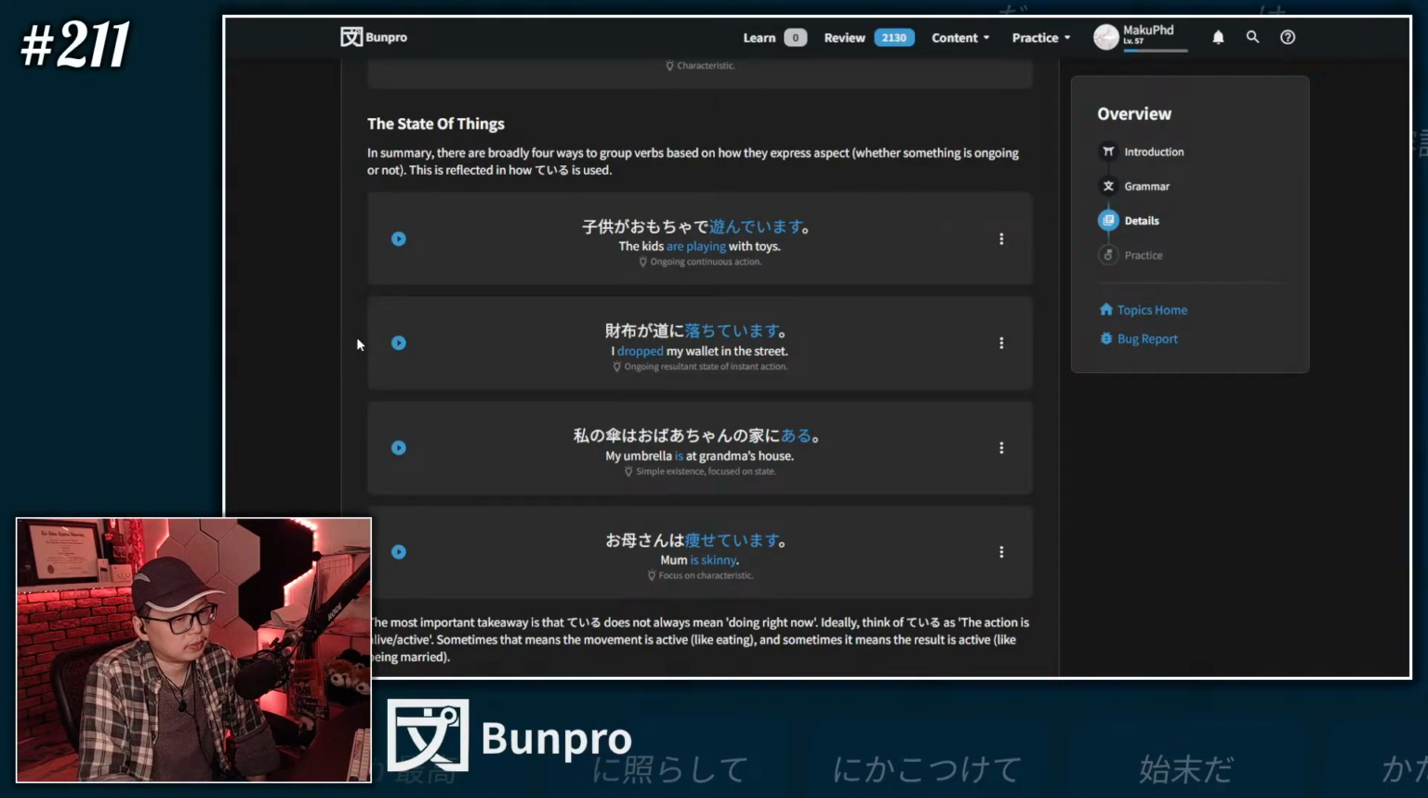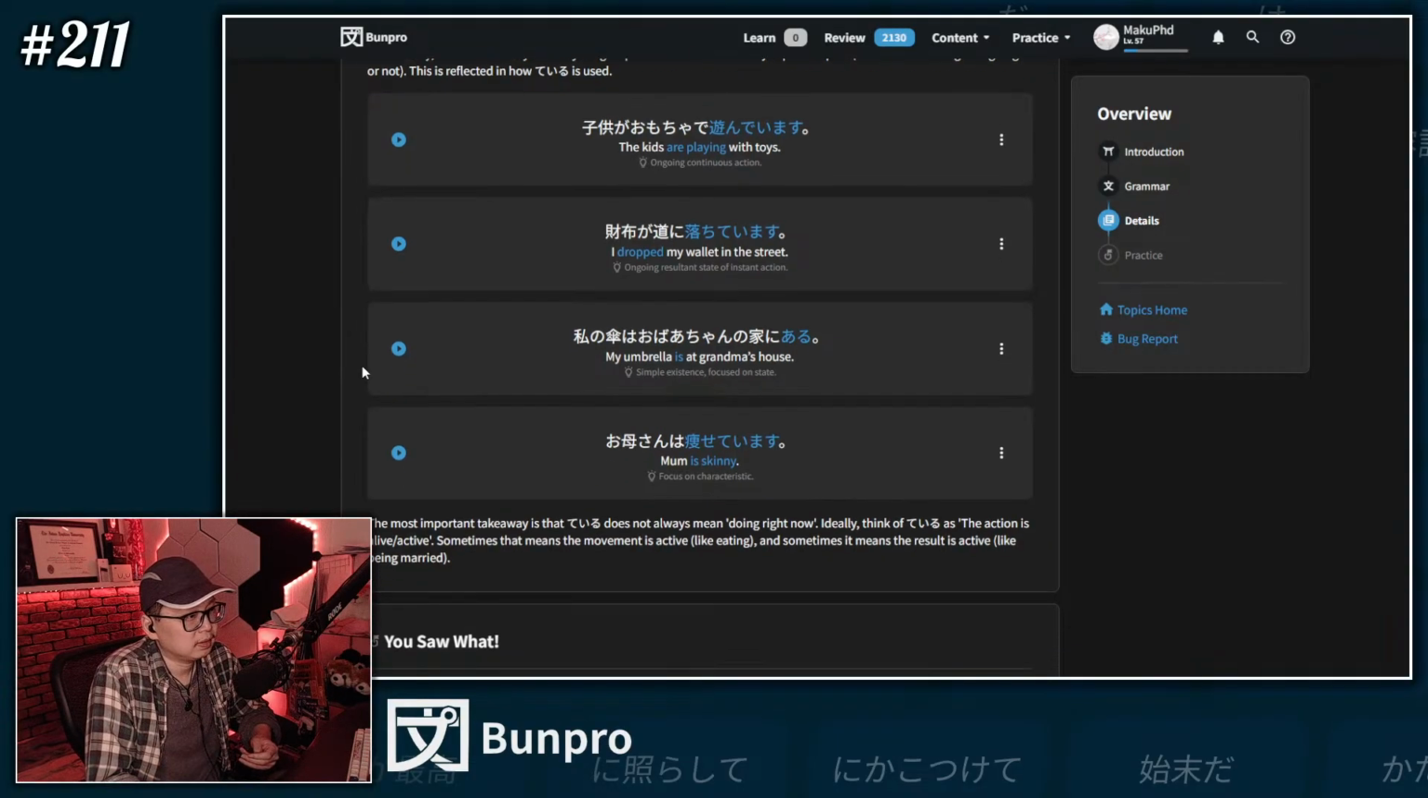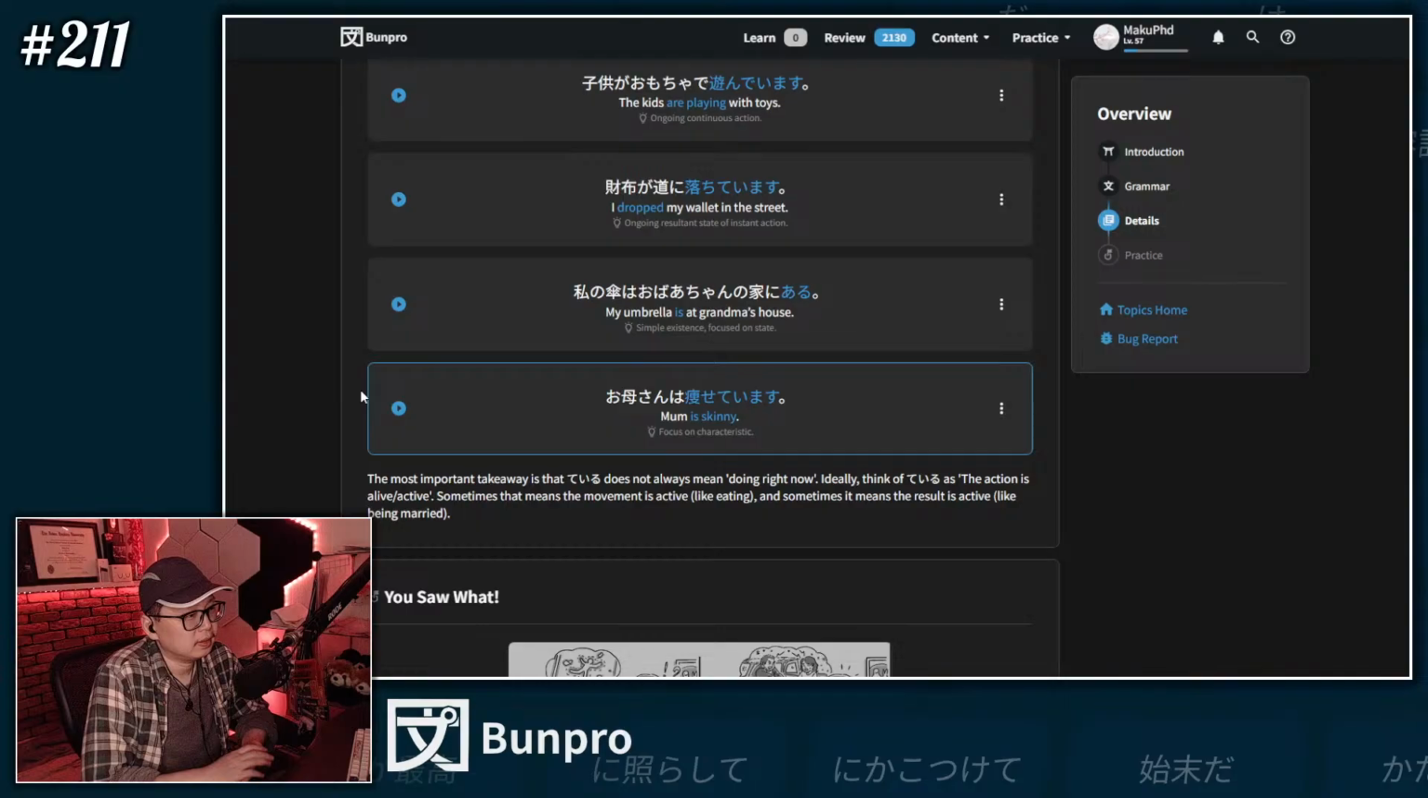財布が道に落ちています。 This is a resultant state. So they drop something and it's still like that's the state that it stays in. Still dropped. 私の傘はおばあちゃんの家にある。 Okay. So those are the simple existence, right? Which is a state, but it doesn't use teiru, right? This is one of the exceptions. お母さんは痩せています。 And then the focus on characteristic. Okay. Does this help me with figuring out when not to use?